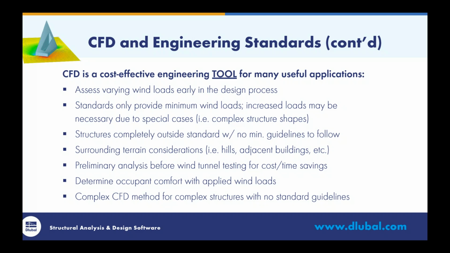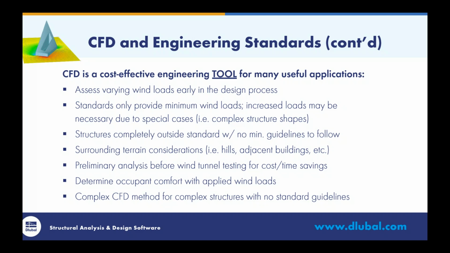Another interesting point is surrounding terrain considerations. So often projects are located near hills or have adjacent buildings that will affect the wind flow. And yes, it's very clear that there are factors and coefficients in the code that address these considerations, but keep in mind that those factors and coefficients are just general guidelines to encompass all projects, and they are not specific to your particular project. So if there's an adjacent building, which we'll see in our example today, that we know is going to significantly impact the wind flow on our structure, perhaps we want to take a closer look at this.